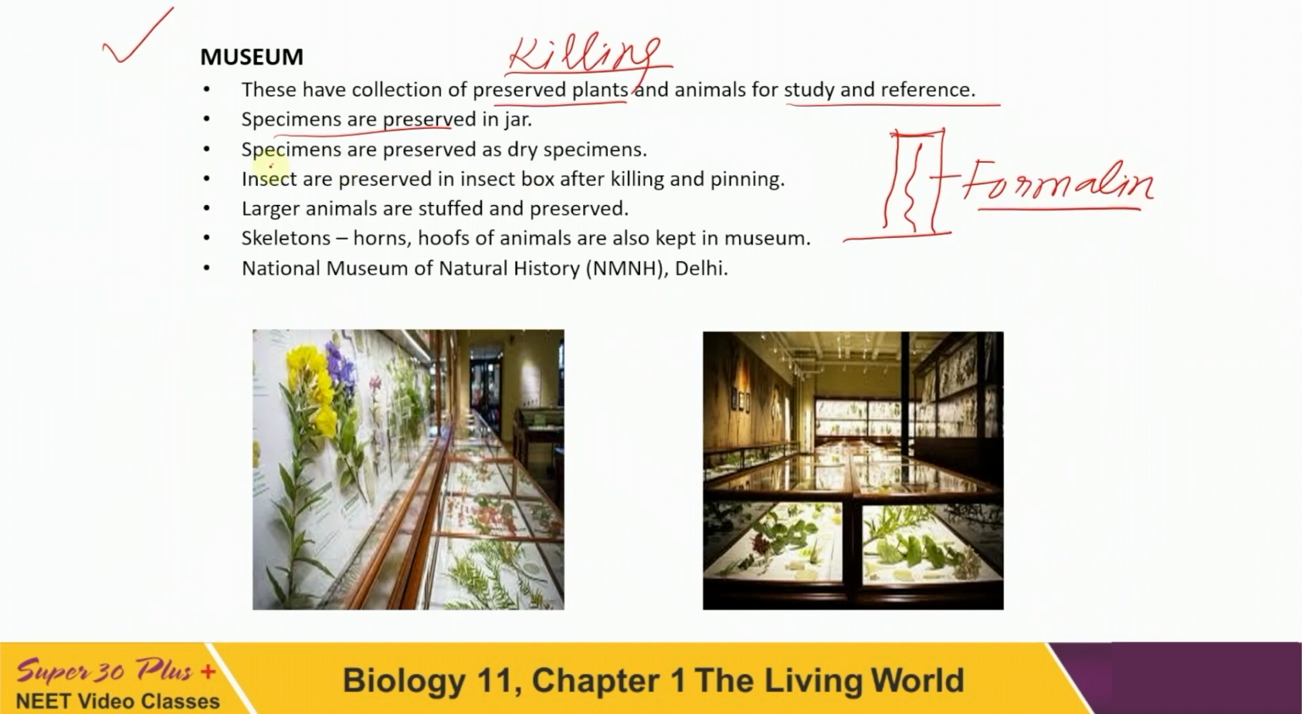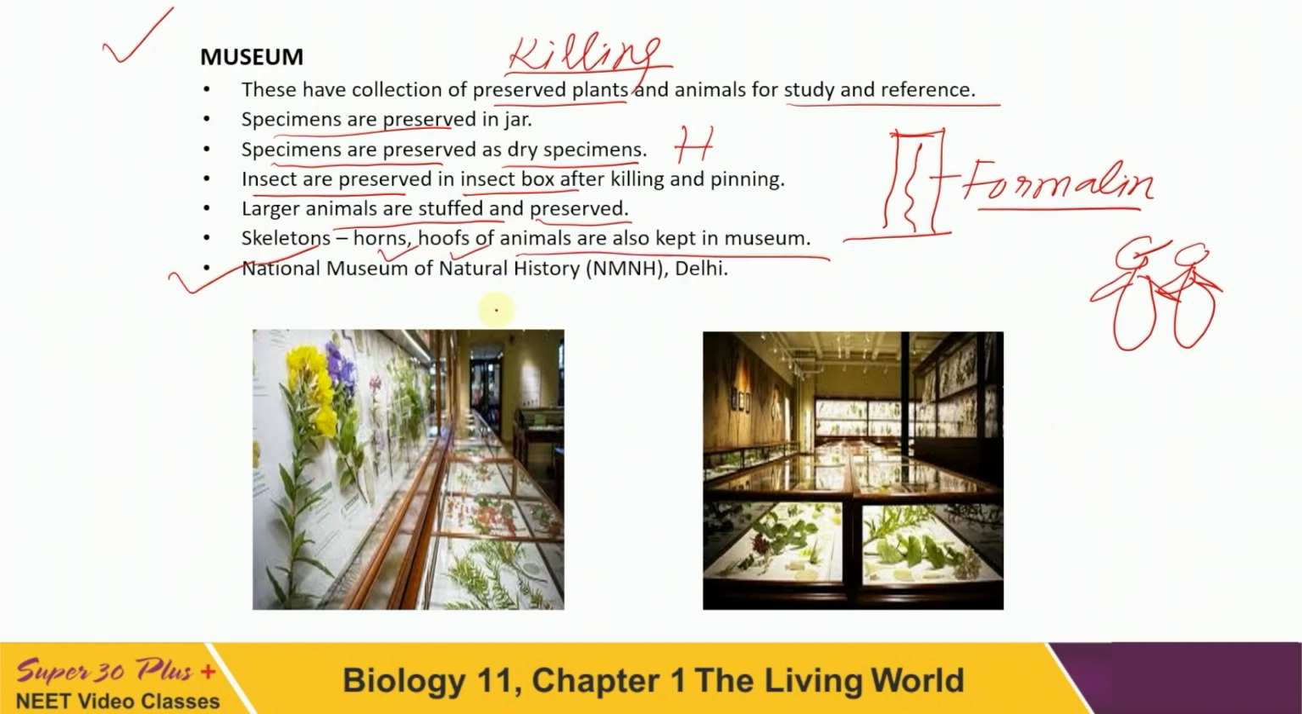Specimens are preserved as dry specimens, as in the case of herbarium you have seen. If you want to preserve an insect, then insects are preserved in an insect box. The insect's head will be pinned, and that will be put in the insect box like this. It will be preserved. Larger animals are stuffed and preserved. You must have seen a museum. Skeletons, horns, hooves, and the feathers of birds are also kept in museums.